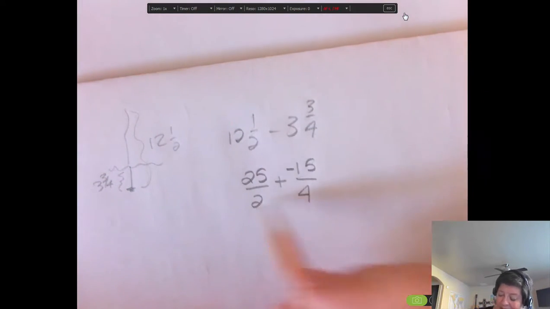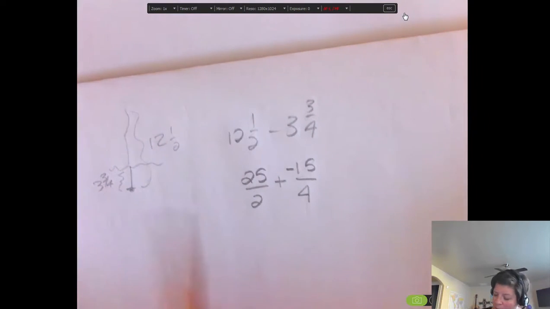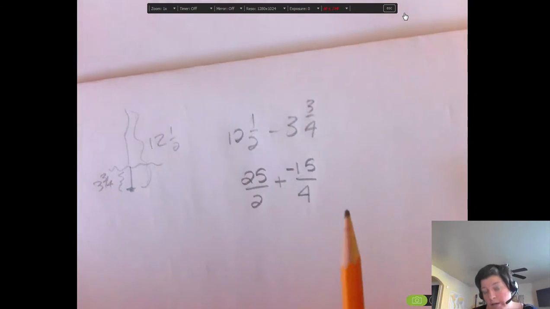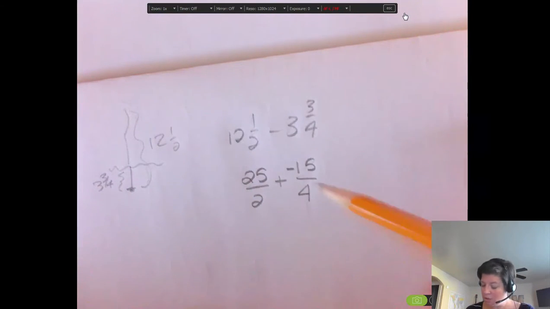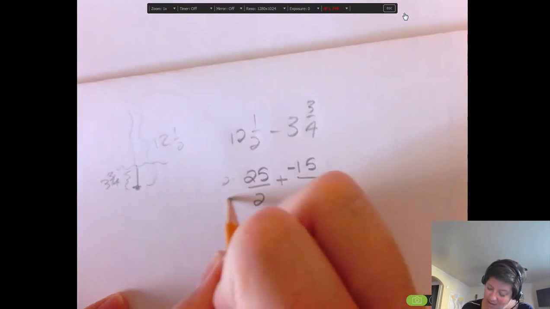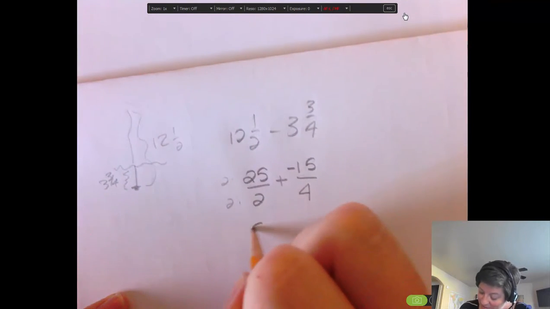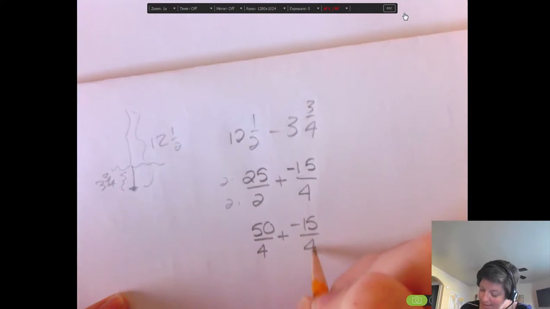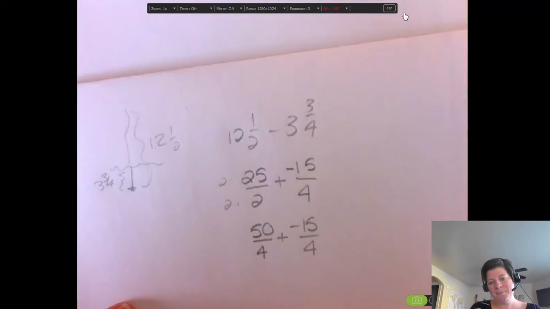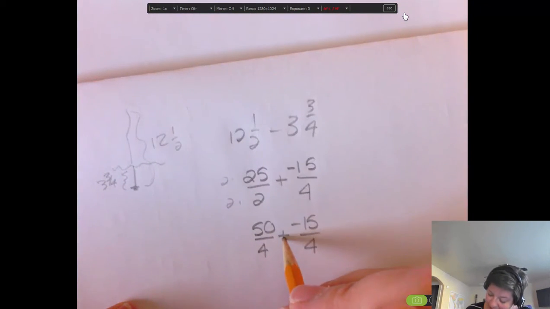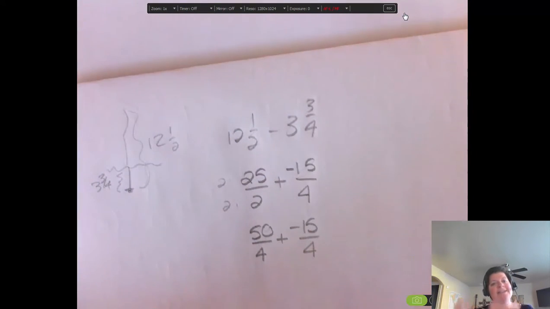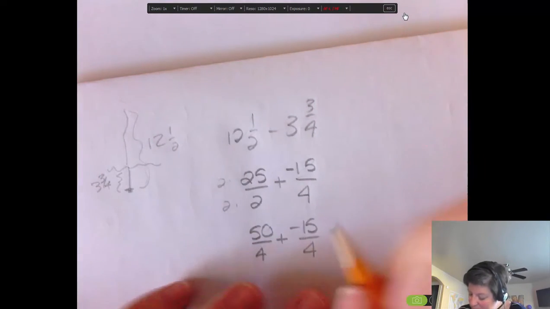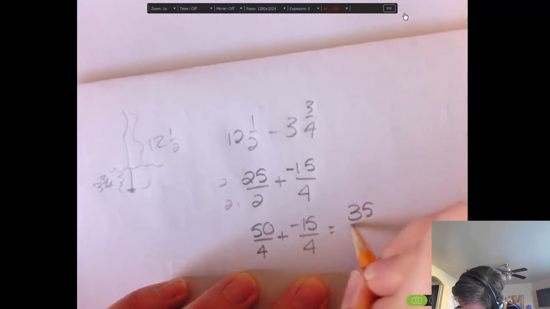And then I go, well, they don't have a common denominator, but they're close. 2 and 4 both divide into 4. So you don't have to actually change this fraction. You can just change this one by timesing by 2. So it becomes 50 over 4 plus a negative 15 over 4. Now I have them both improper, and I have them both with a common denominator. So what is 50 plus a negative 15? Well, I'm subtracting off that 15 to get 35, and it's positive 35 over 4.